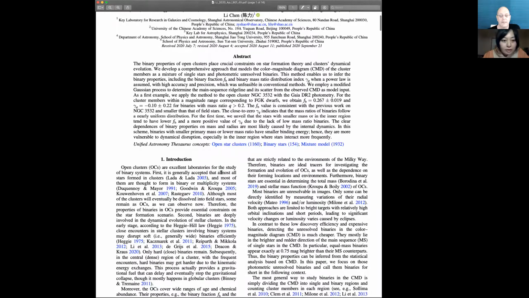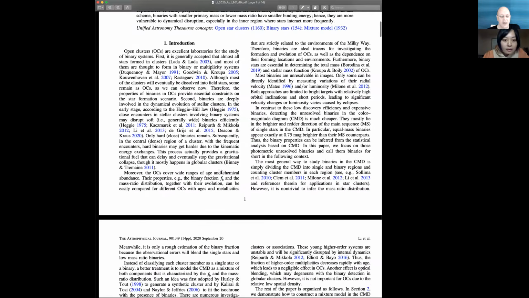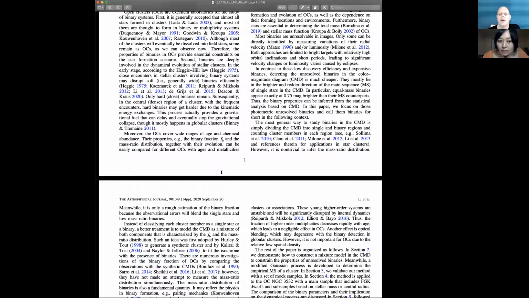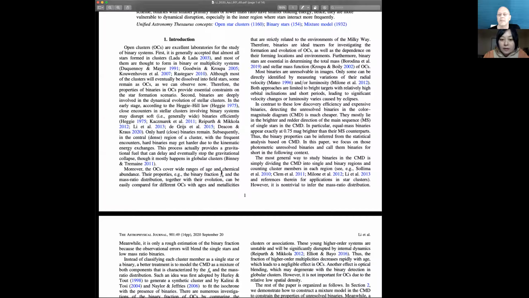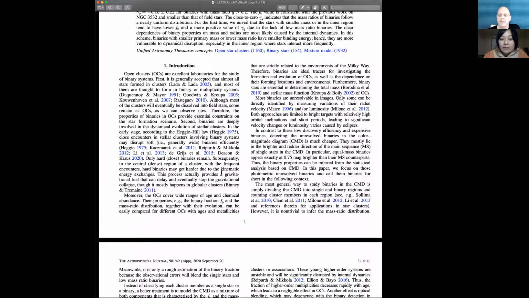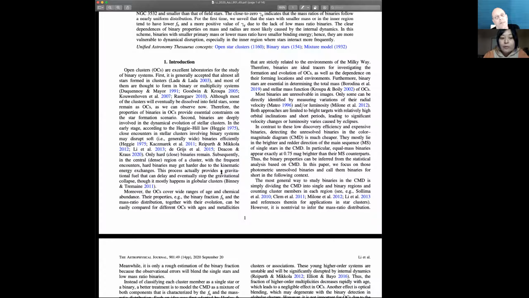We go through the introduction. The open clusters are excellent laboratories for the study of binaries. First, it's generally accepted that most stars are formed in open clusters. Through the stellar dynamics like segregation, evaporation, and tidal disruption, most of the stars disperse to the field, and only 5 to 10% of the total mass of the Milky Way is kept in clusters. And the majority of the stars are thought to form in binary or multiple systems. So the initial binary properties of stars place important constraints on star formation theory. Second, the binaries are deeply involved in the dynamical evolution of stellar clusters. So the binary properties can trace the dynamical status of stellar clusters.